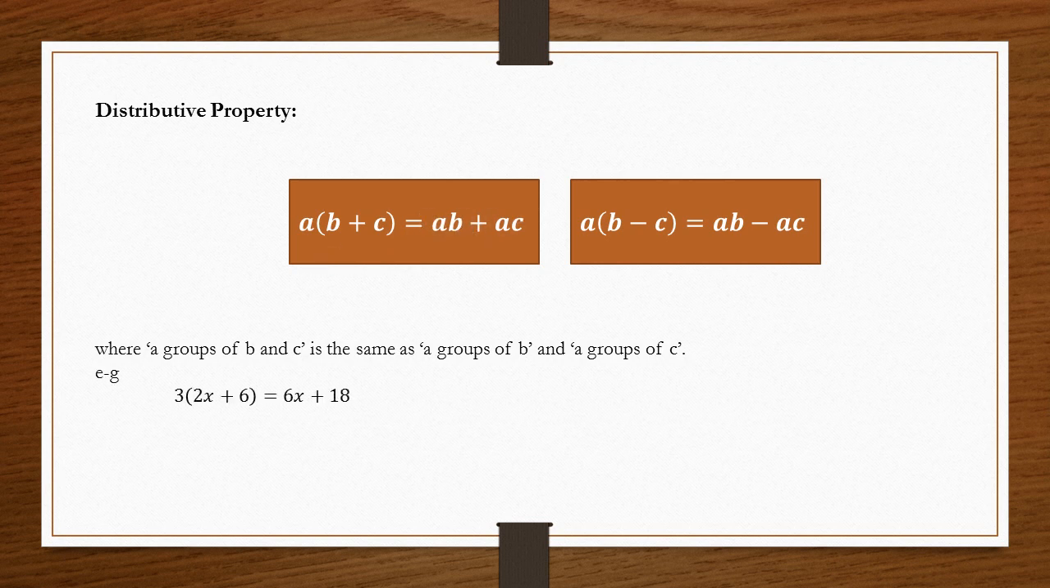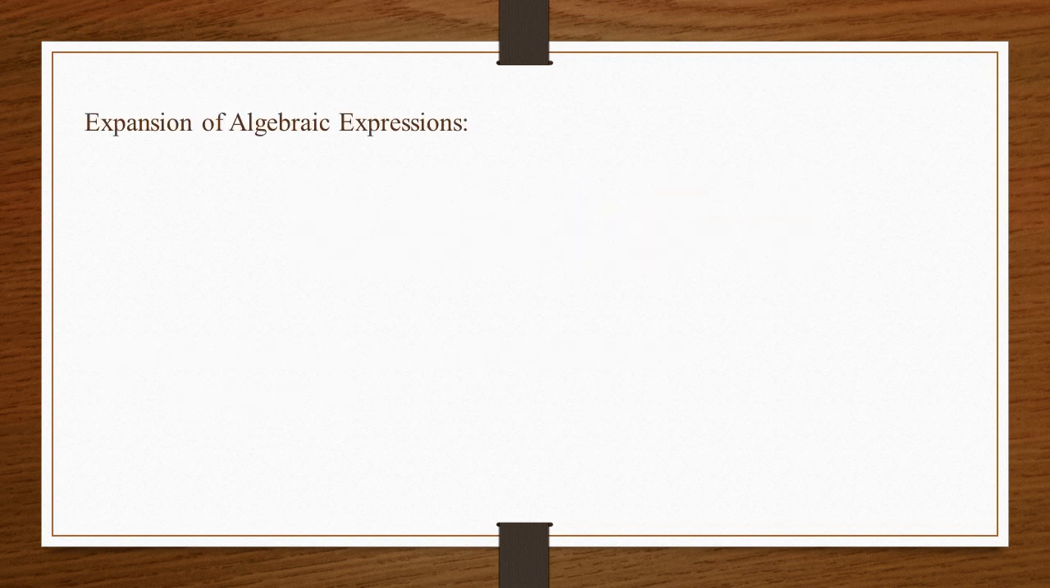Here is an example: 3 into 2x plus 6. As you cannot add 6 in 2x, because 6 is a constant and this one is a coefficient, a coefficient can never be added to the constant. Remember this, we cannot add a constant to the coefficient. So we have to apply the distributive law. 3 into 2x is 6x, plus 3 sixes are 18. So this will be the distributive law applied on this algebraic expression.